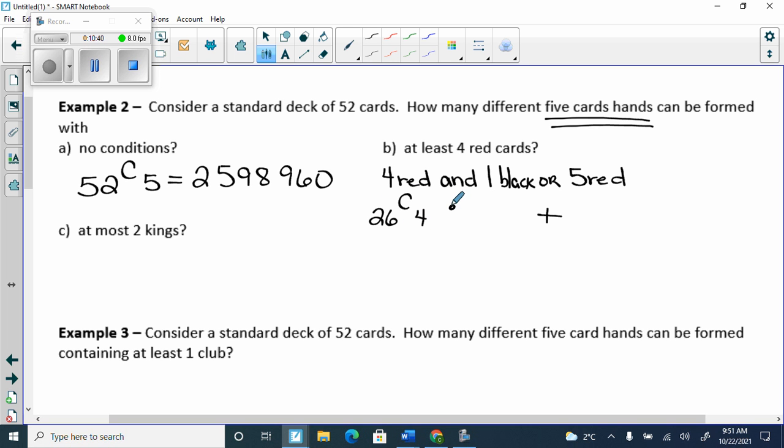And means I multiply. Always between the items in a case I have multiplications, and in between cases I always have additions because it's ORs, right? And then blacks, 26 cards, choose 1. And then I go back to a new case of 5 red. 26, choose 5. Because remember, I get all my cards back when it's a new case.